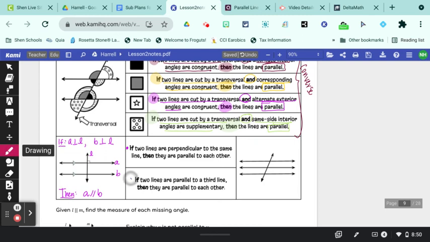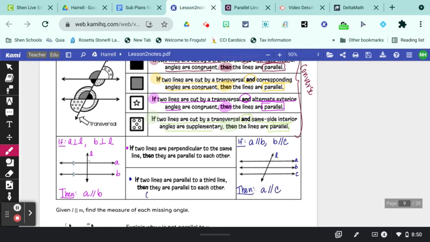Okay, this one says, let's do A, B, C, L. If two lines are parallel to a third line, then they are parallel to each other. So if A is parallel to B and B is parallel to C, then A is parallel to C.